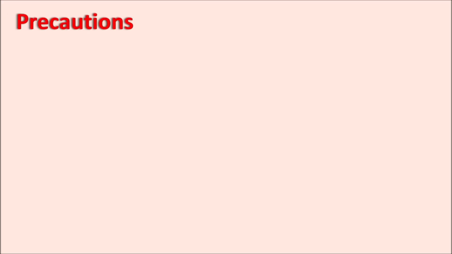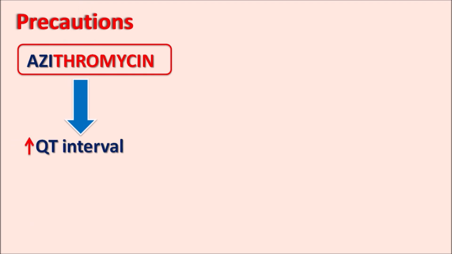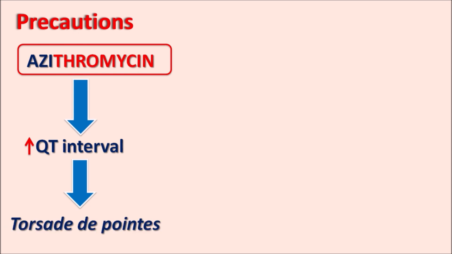What are the precautions? One of the important precautions of azithromycin is on the cardiac system. This drug can increase the QT interval, and when this QT interval is increased, it can precipitate one of the fatal cardiac arrhythmias, torsade de pointes. This is a condition which is observed by an increased QT interval within the ECG.